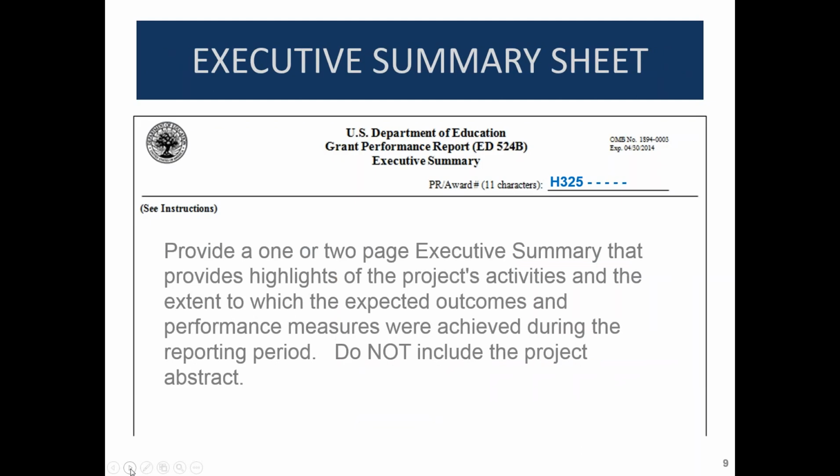This next page is the executive summary. In the executive summary, you should provide highlights of the project's activities and the extent to which the expected outcomes and performance measures were achieved during the reporting period. So this changes every year. It is not the abstract of your project, but the progress that has been made by the project during the reporting period.